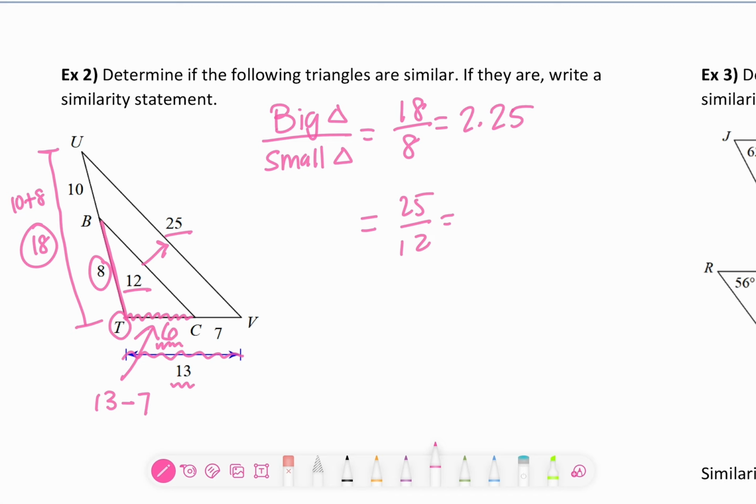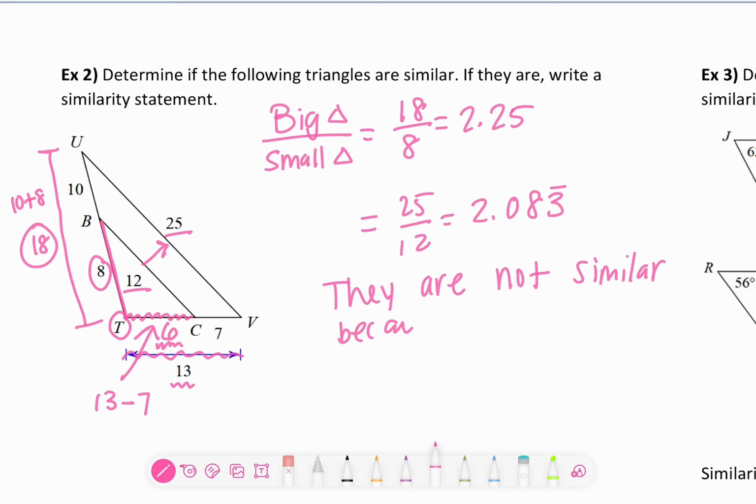And that's going to be 2.083 repeating. Well, that is different. It's not much different, but it is different than the other one, which means these, even though they look like they could be similar, looks like they're the same shape, different sizes, they're not. Okay, they are not, since those ratios are not equal. So I'm going to say they are not similar.